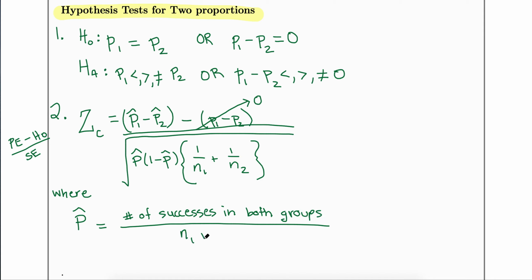So n1 plus n2. And sometimes people use this notation, x1 to say number of successes in group 1 and x2 number of successes in group 2 over n1 plus n2. Okay, so that's this p hat, this common proportion, because the null says they're the same, so we're lumping them together to estimate that same proportion.